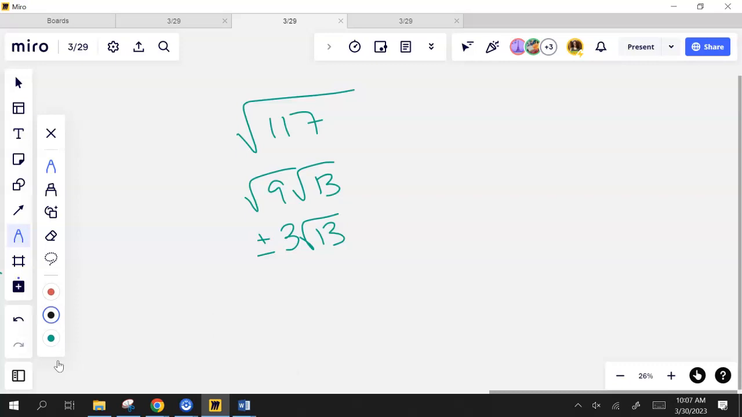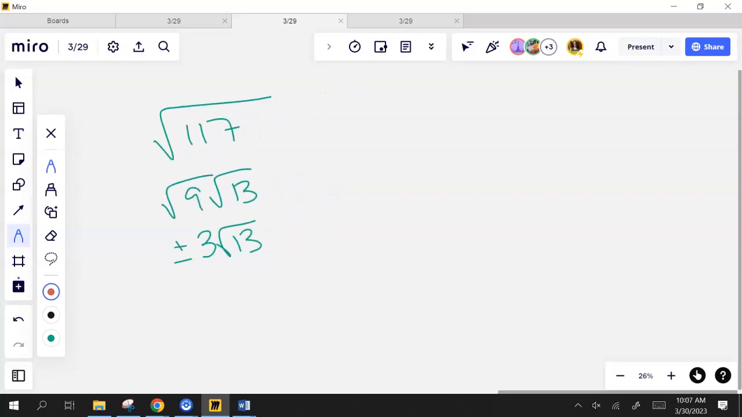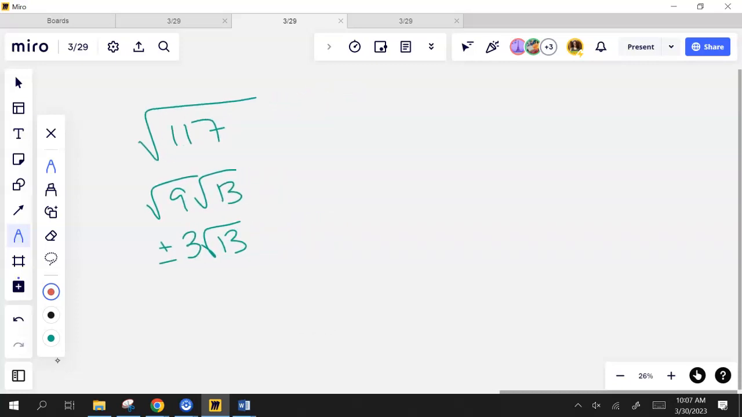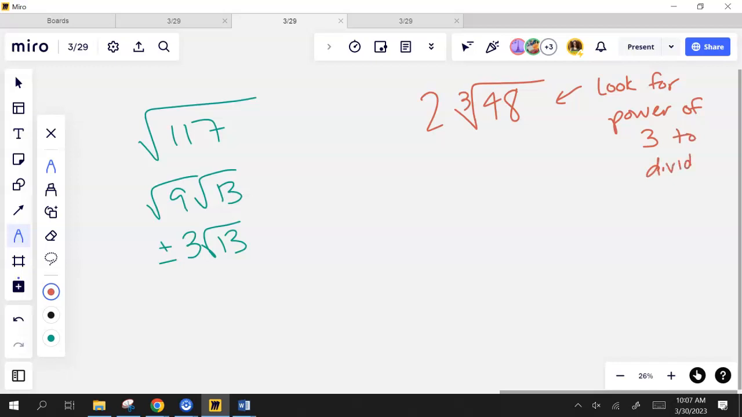But what if it's not a square root? Yep. So that's what we did before. Now let's do the new stuff that works just like it. This time, I'm looking for a power of 3 to divide by instead of a power of 2, right?